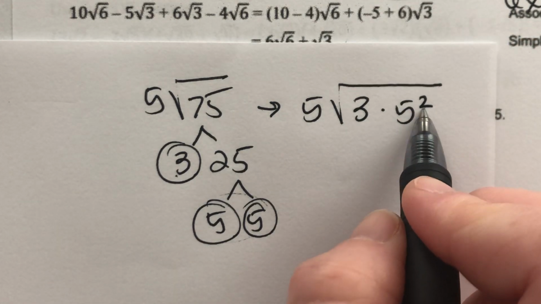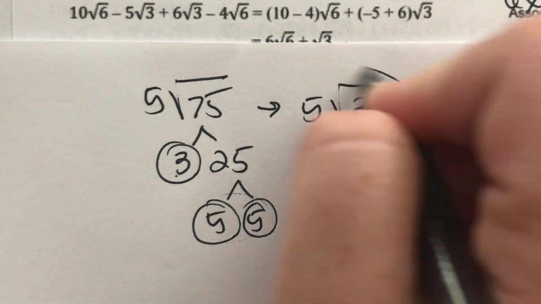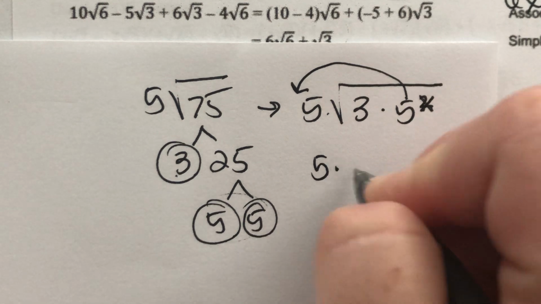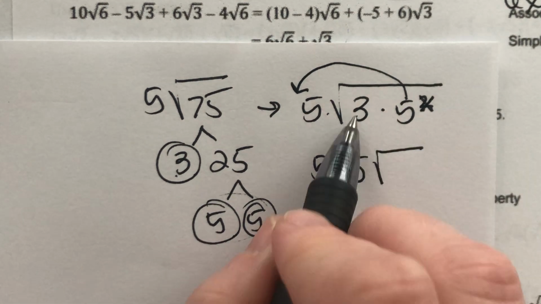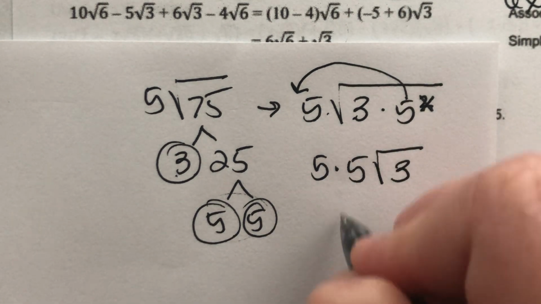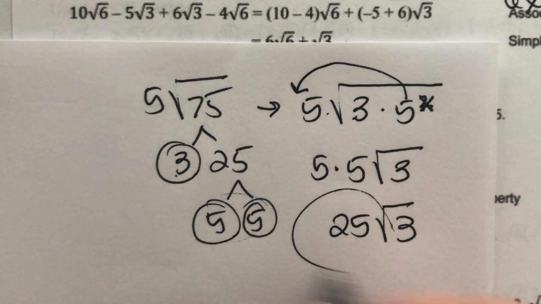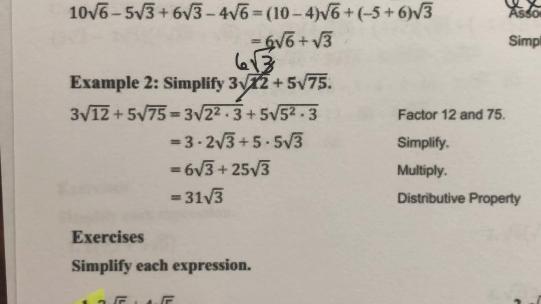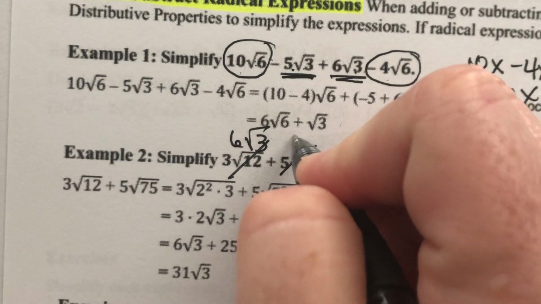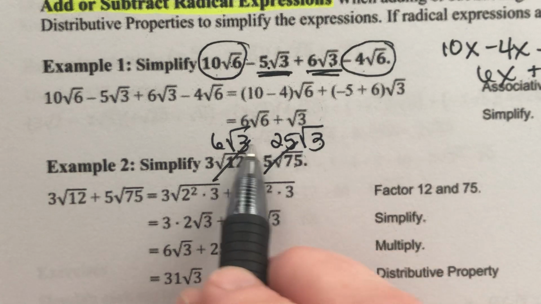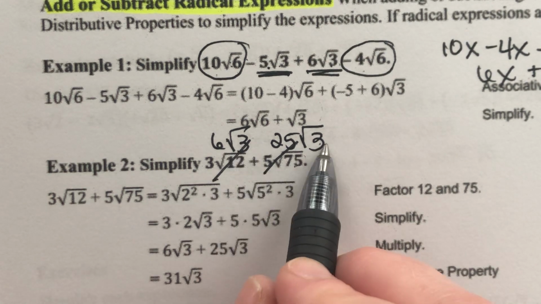And anything with the squared symbol, that's its ticket out of the radical, so it hops out front. And I multiply it by whatever's already out front. This 3 stays underneath, so this becomes 25 square root of 3. Okay, so now I rewrite this as 25 square root of 3, and what do we notice now? They both have the same radical.